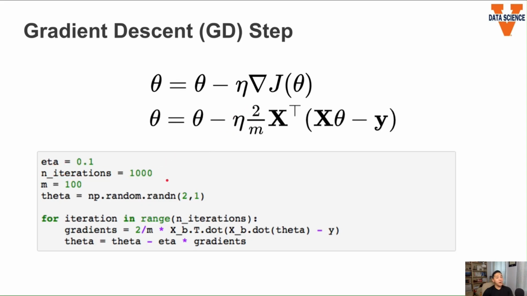You also have a number of iterations, because remember this is an iterative step. So you keep updating theta until you arrive at the minimum. Think about it, it's multiple steps. You keep taking steps downhill until you can't go downhill anymore. So you can set this as a hyperparameter, which we will talk about.